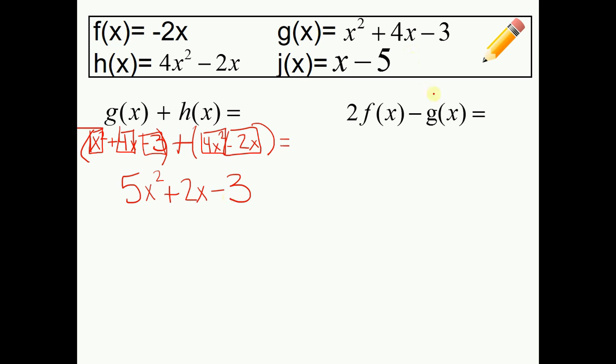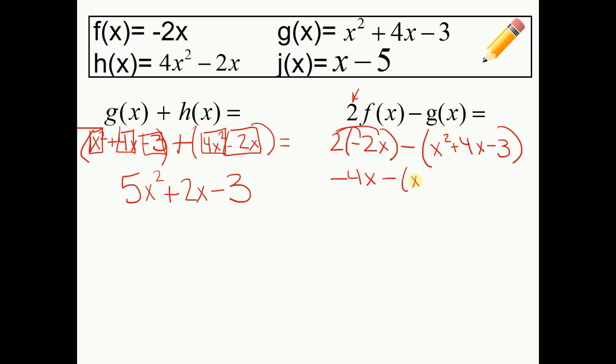So what is this 2 gonna do, you probably are asking? All it's gonna do is multiply whatever f of x is by 2. So let's just kind of write it out. I have 2, and then f of x is negative 2x. Subtract g of x, so x squared plus 4x minus 3. Now, first of all, let's multiply this 2 in. So I'm going to get negative 4x minus all of this. There we go.